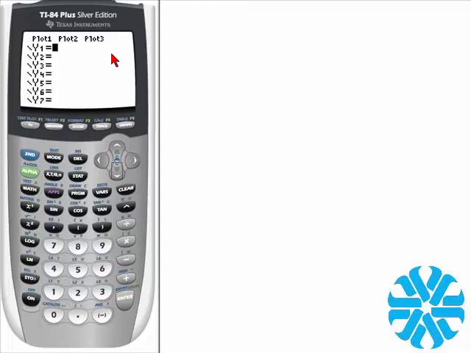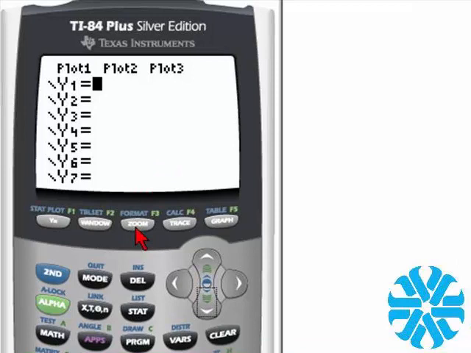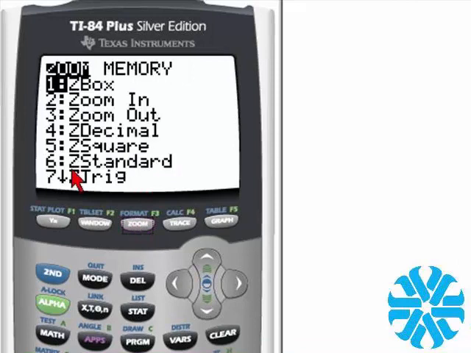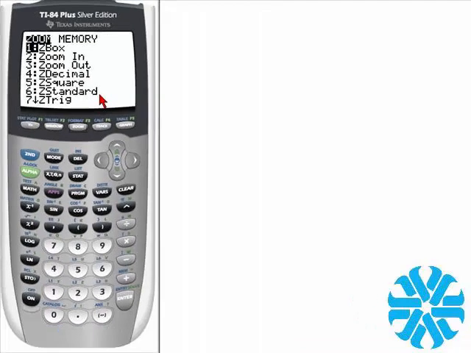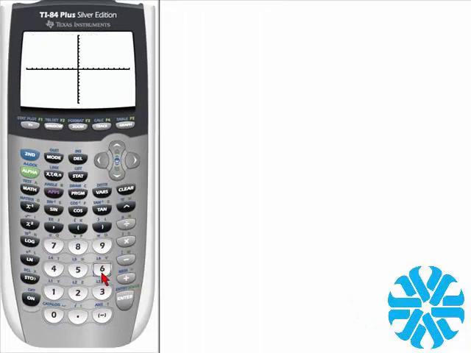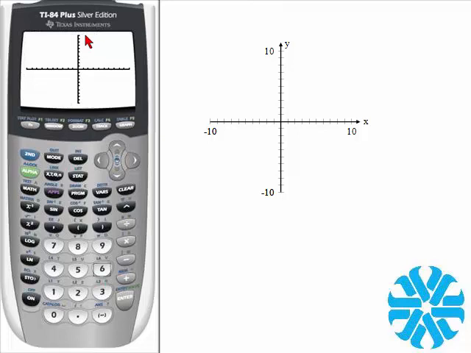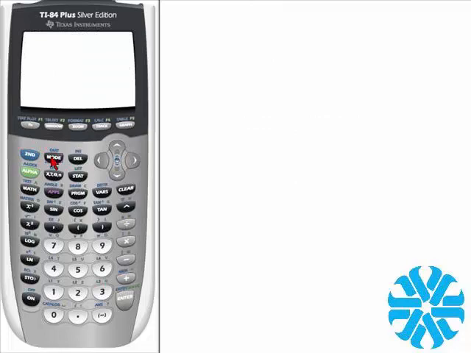Now the next thing we need to do is to see if we're in the standard viewing window. So we hit the zoom key, and number 6 is ZStandard. We'll hit number 6, and that will put us in the standard viewing window. Remember, in the standard viewing window, the increments are from -10 to 10 on the x-axis and from -10 to 10 on the y-axis. Okay, so let's go ahead and quit out of this. Now, we're going to start out with example number 1.